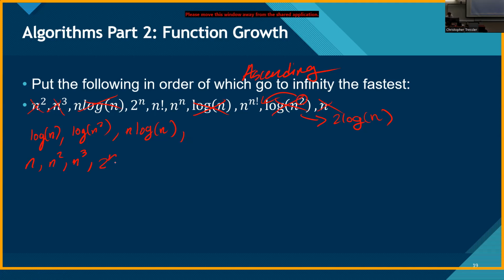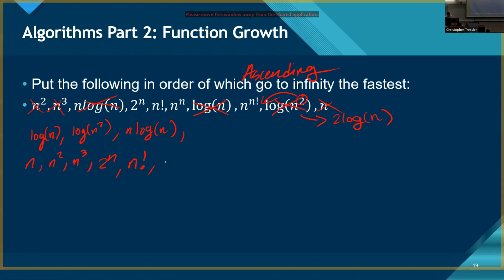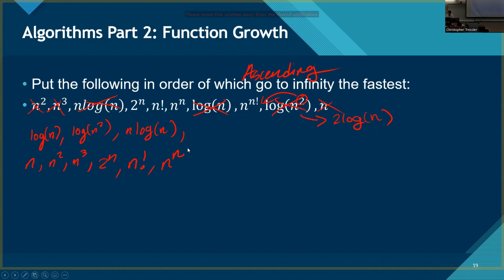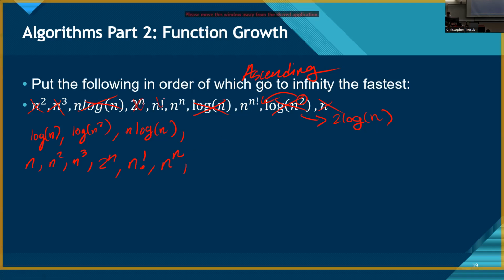Yeah, 2 to the n. And then n factorial, I believe. Yeah, n factorial is slower than n to the n, in the short run. In the long run, obviously everything kind of gets far. But then n to the n. And n to the power of n factorial. And then, yes, this is the final one.